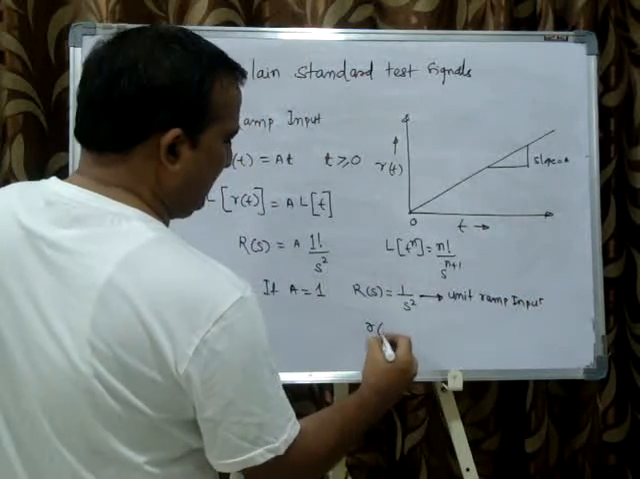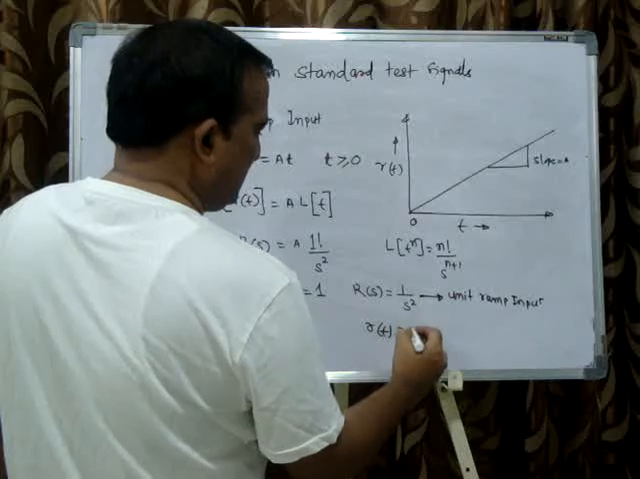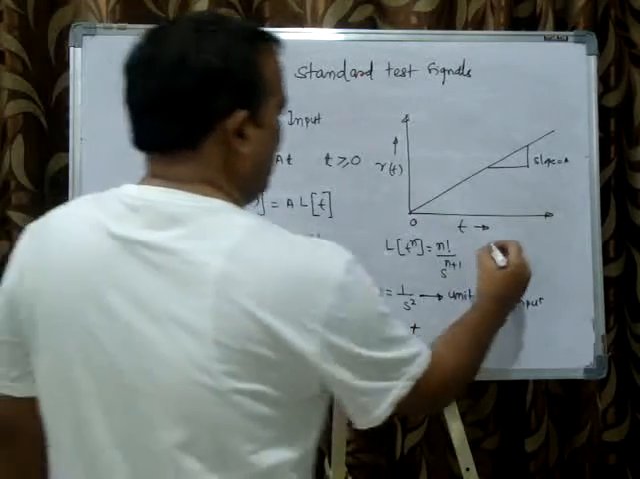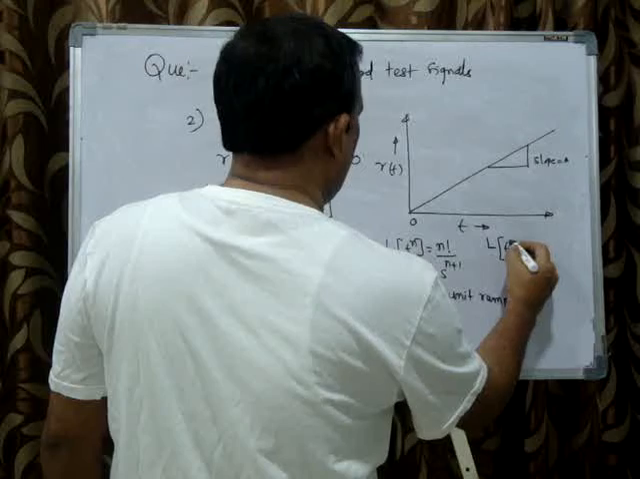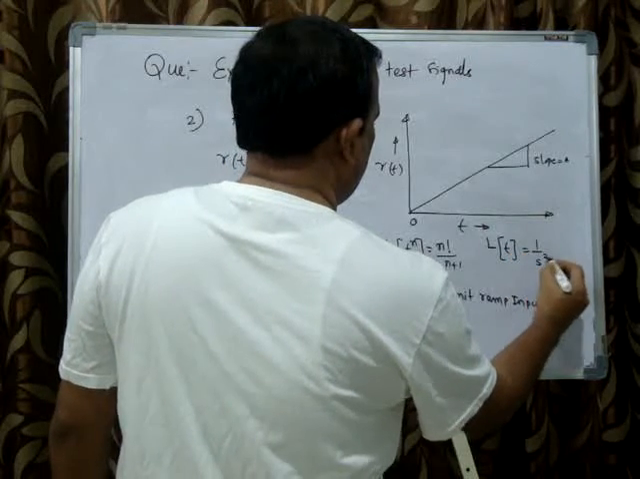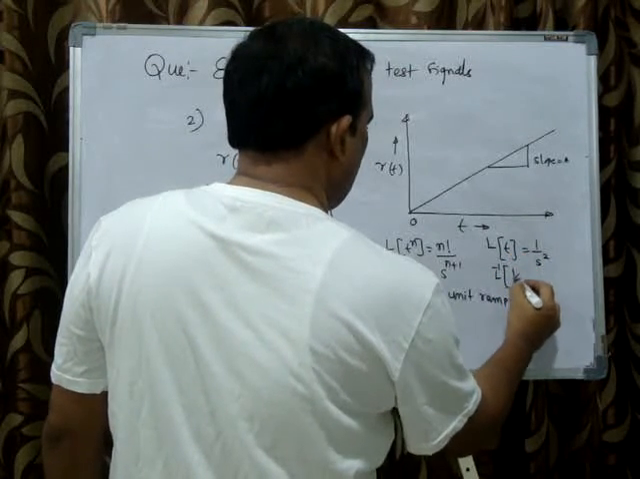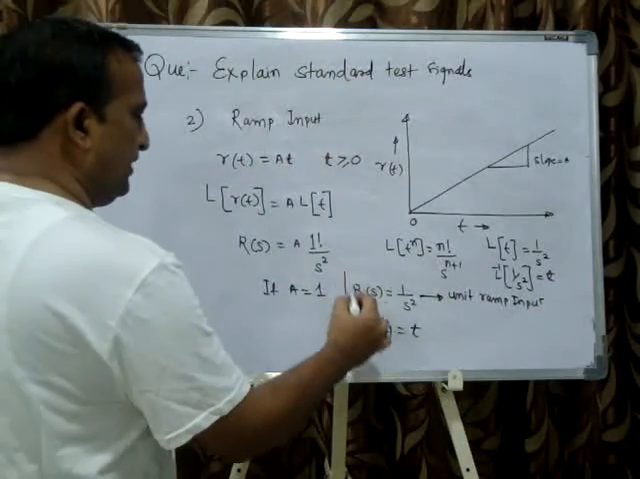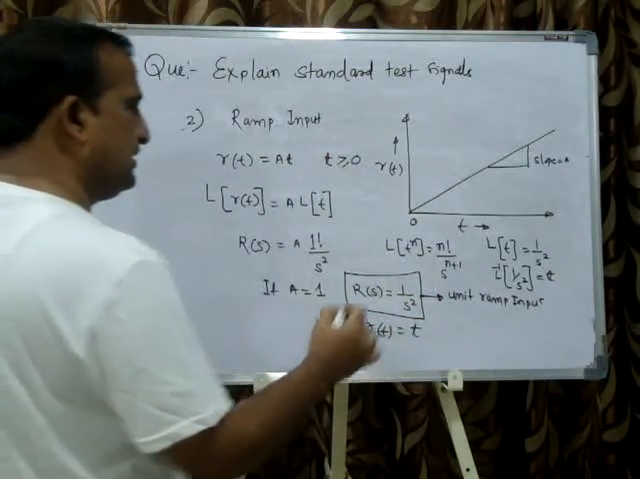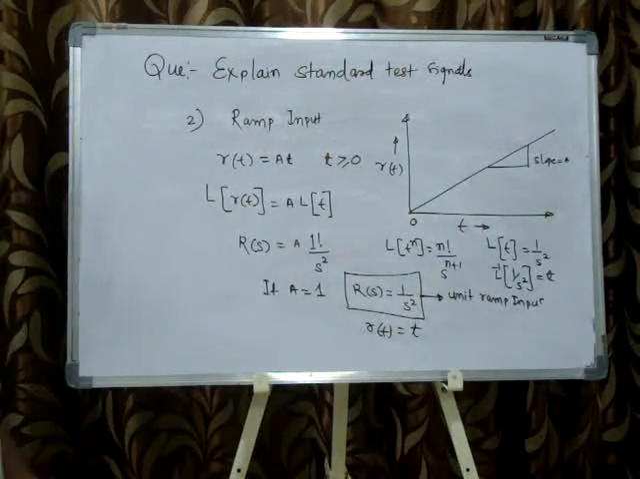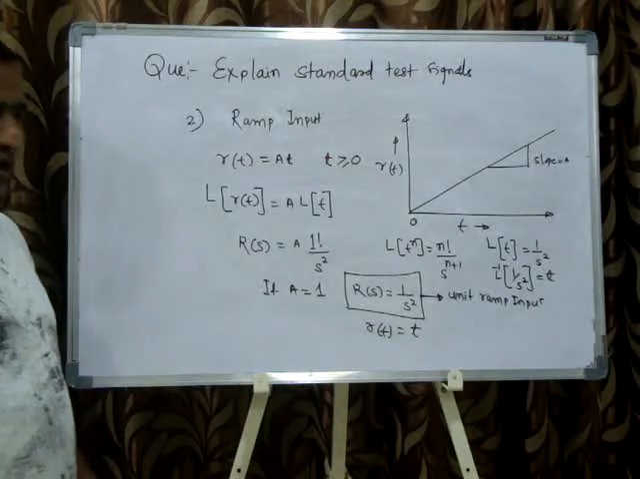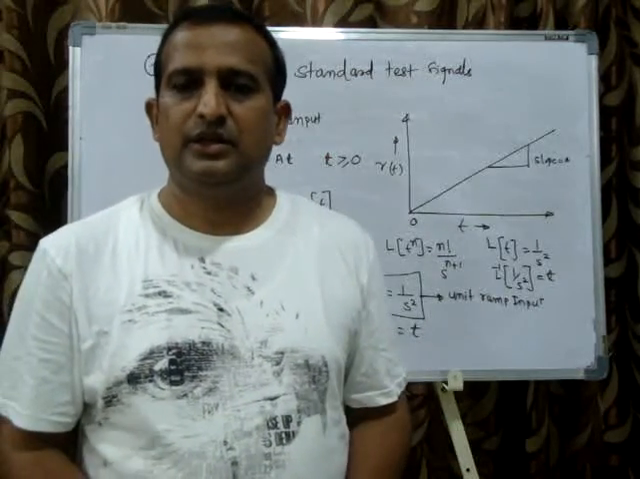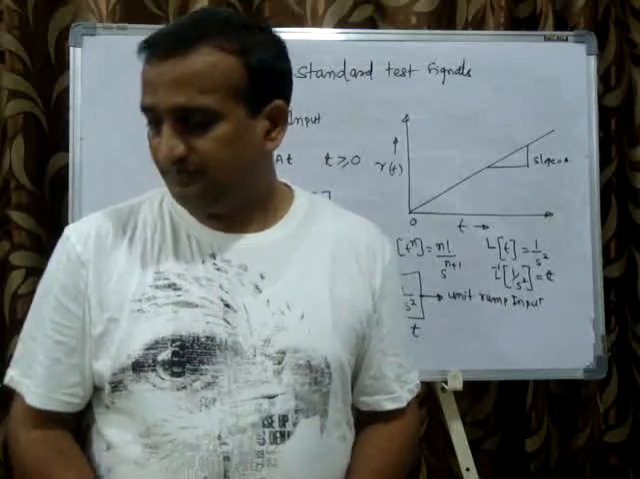In the time domain also, reverse, Laplace inverse, this equal to t. Because Laplace of t equal to 1 by s square, and Laplace inverse of 1 by s square is equal to what? t. But you have to remember this: r of s equal to 1 by s square is called unit ramp input.